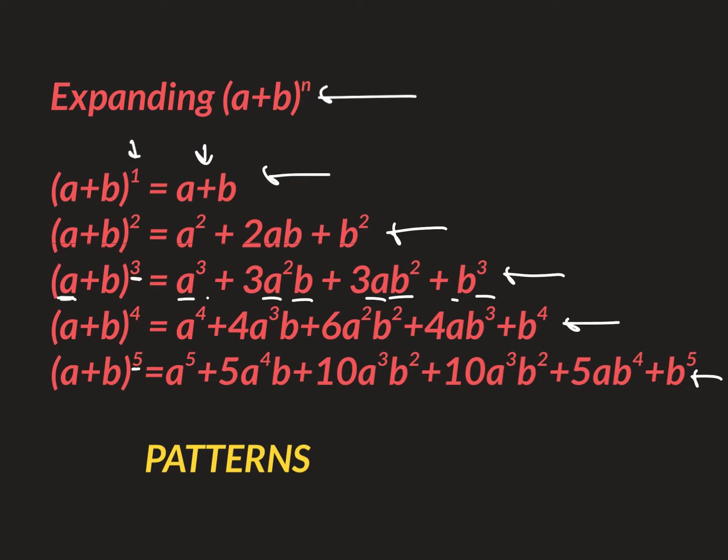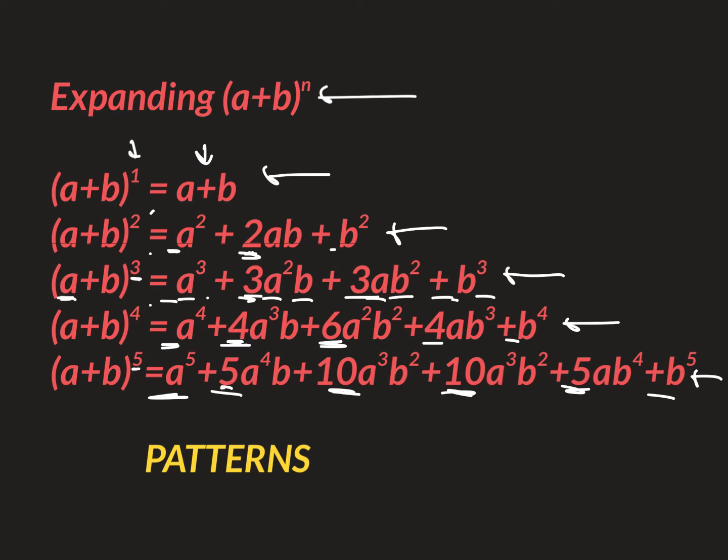Look at the second coefficient every time. That's 2, look at the exponent. That's 3, look at the exponent. That's 4, look at the exponent. That's 5, look at the exponent. Another pattern. Okay, look at all the coefficients. The coefficients are symmetric. Look, 1, 2, 1. 1, 3, 3, 1. 1, 4, 6, 4, 1. 1, 5, 10, 5, 1. They're all symmetric.